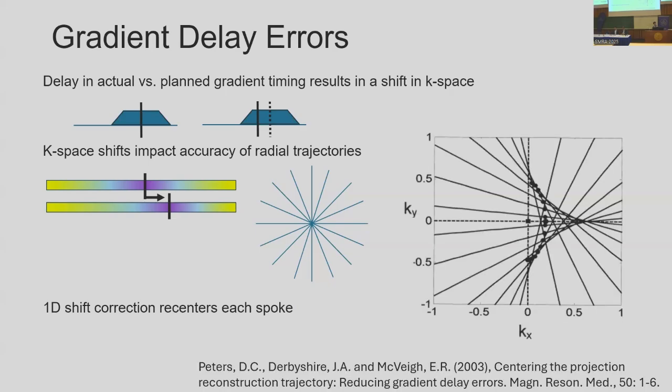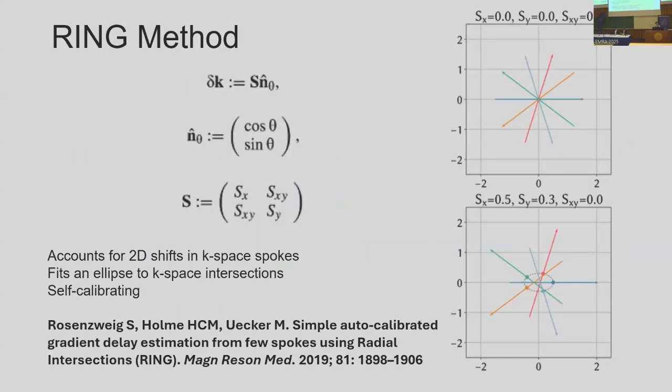But it has been shown that gradient delays in both the X and Y gradients can cause not only a parallel shift in the spoke, but also an orthogonal shift that can't be accounted for if you use a one-dimensional correction. RING is a gradient delay correction method that was published a few years ago that actually accounts for 2D shifts in K-space spokes by modeling these shifts as an ellipse.